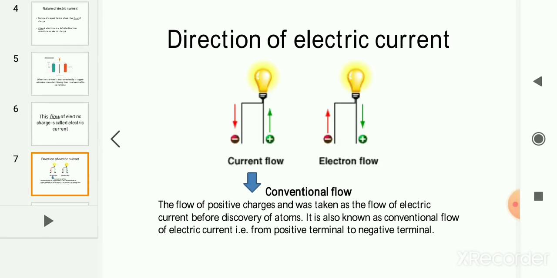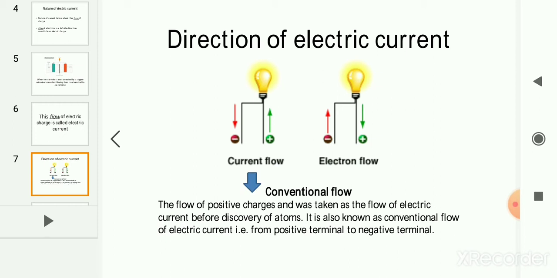So, in what direction does this electric current flow? Here you can see two types of flow: one is current flow and the other is electron flow. The current flow goes from positive to negative. And in the next one, you can see that electrons flow from negative to positive. So what is the conventional flow?